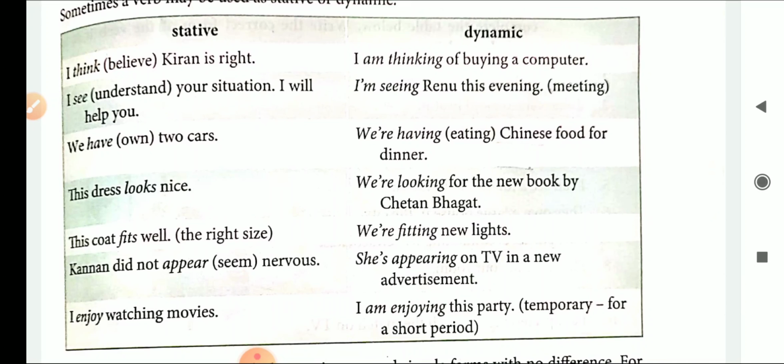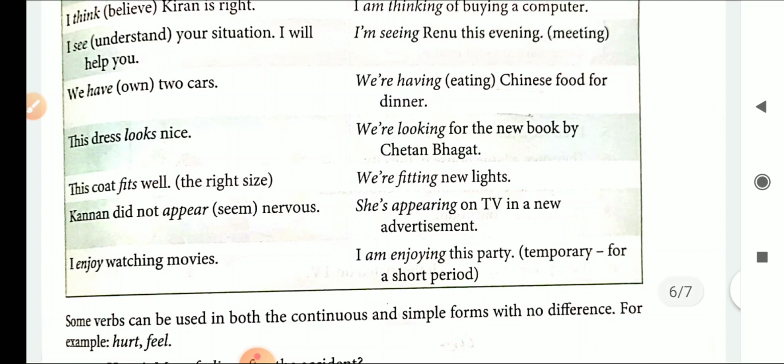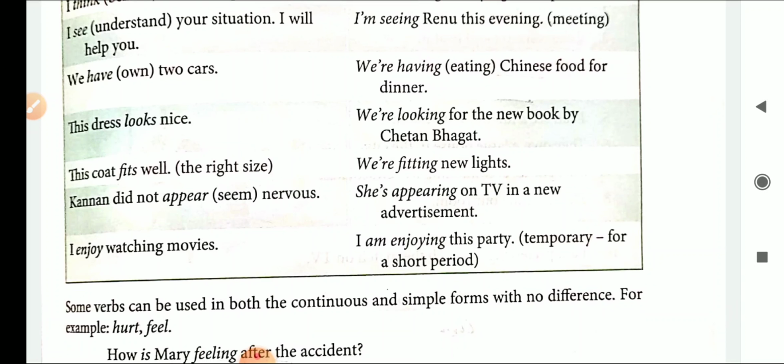We have two cars. Here "have" means own. We are having Chinese food for dinner; that means eating. "We are having" meaning is eating. This dress looks nice. We are looking for a new book by Chetan Bhagat.